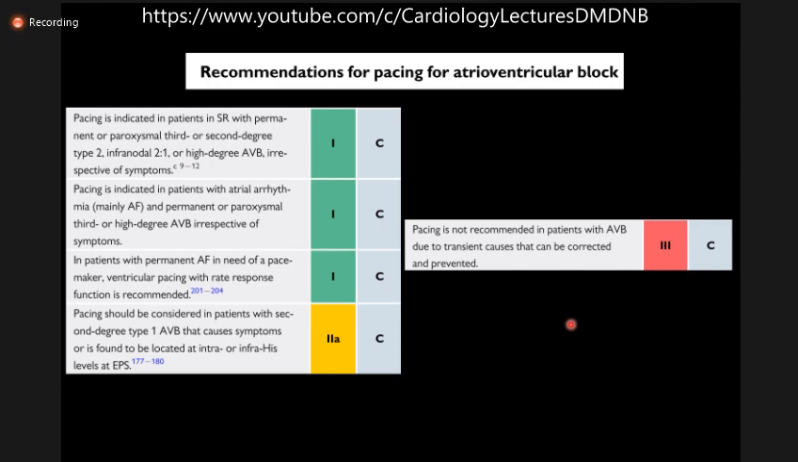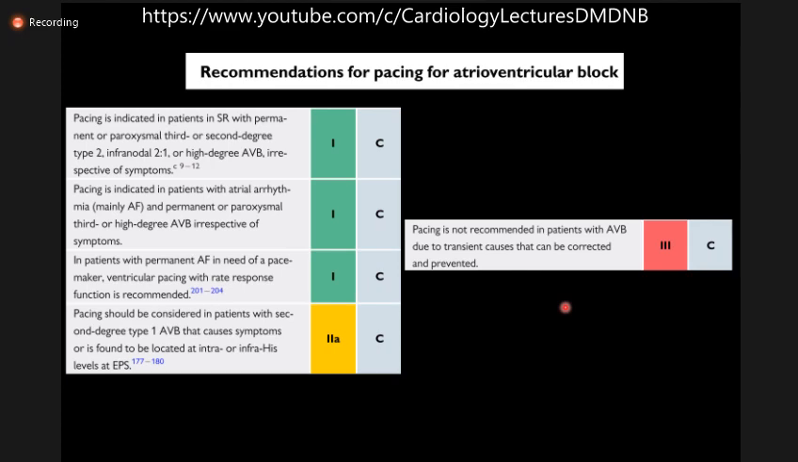And quite clearly, and I think this has been a traditional, consistent message for all of us over many decades, pacing is definitely not recommended in patients with AV block due to transient causes. It could be severe hyperkalemia, etc., reversible causes that can be corrected and prevented, or it could be medication induced.